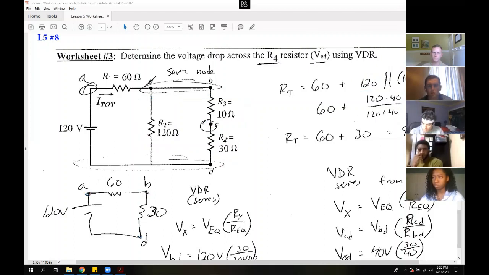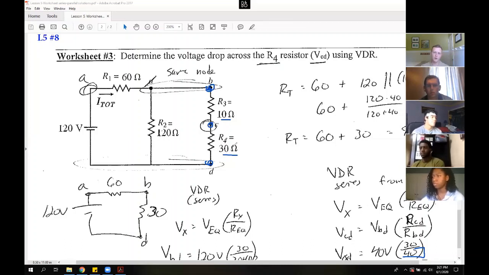Now the second VDR that we can do is, if I am going from B to D, well, what are my series elements from B down to D? It's the 10 and the 30. So the R equivalent in this case is 40, right? That's the 30 plus 10. And then the Rx is what I'm solving for, which is just right here, the R4.